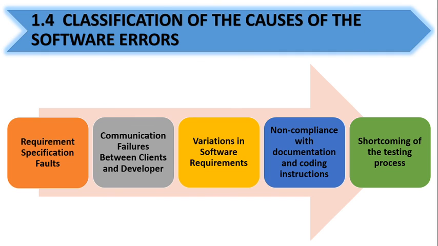And the last one is shortcomings of the testing process. The error rate is affected by leaving a greater number of errors undetected or uncorrected as a result of shortcomings of the testing process. The shortcomings result from the following causes.